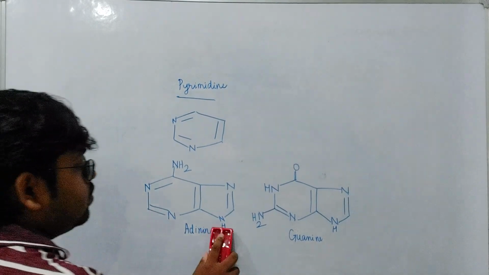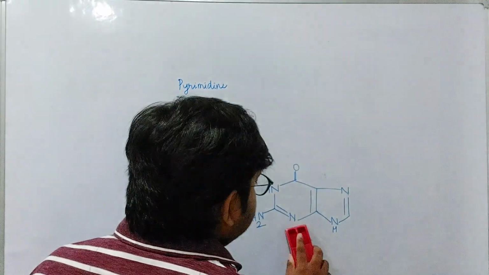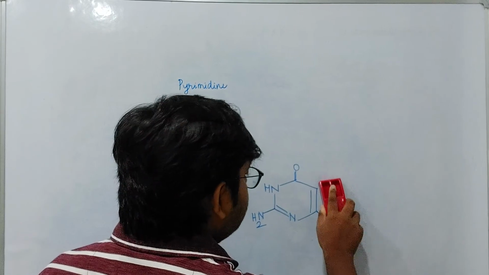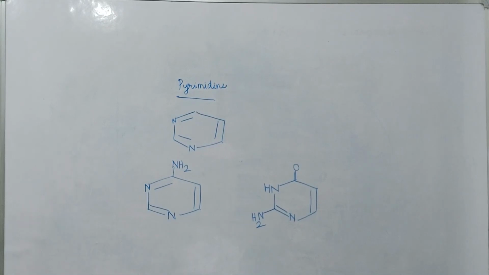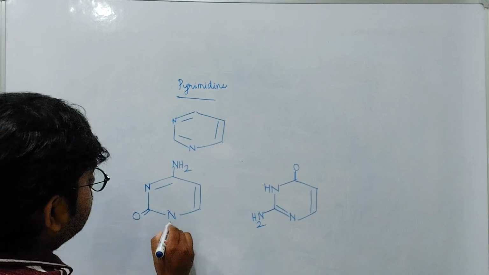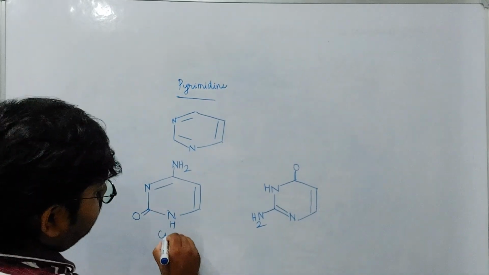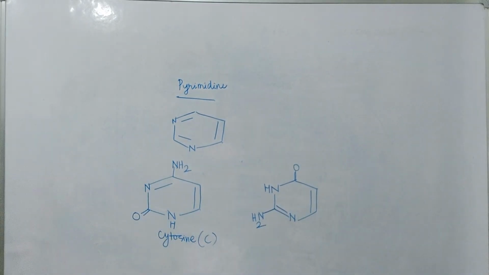Now, what are the pyrimidine bases? As we have discussed, there are 3 pyrimidine bases. So we have to discuss them one by one. Let's discuss the first pyrimidine base, which is cytosine. So this is how cytosine looks like. Here there is a double bond O and here is a hydrogen. So this is the structure of cytosine, in short C.